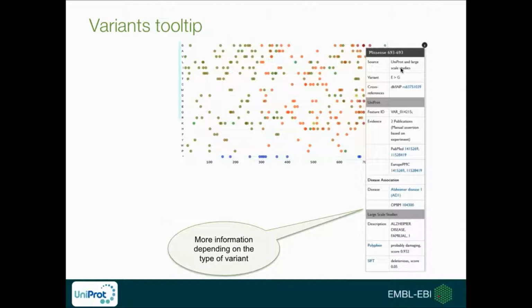For the variant tooltip, this one will be bigger than for the rest of the features because we are providing more information that comes from UniProt, but also information that comes from the larger scale studies. And then you can see everything related to the information. Something important here is that in this tooltip, the information that comes from UniProt is the information that you can see also in the UniProt feature tables. But the information that comes from the larger scale studies is only available via FTP or in our feature viewer. That one you will not see in the entry.